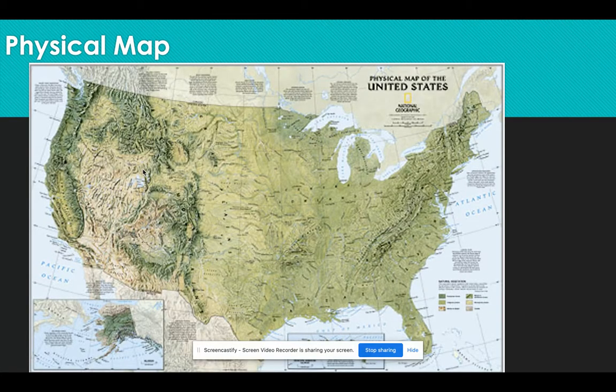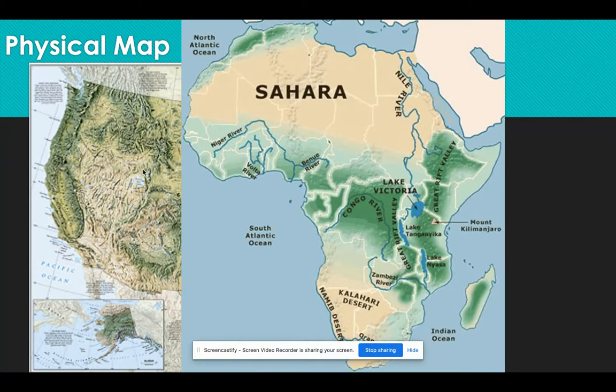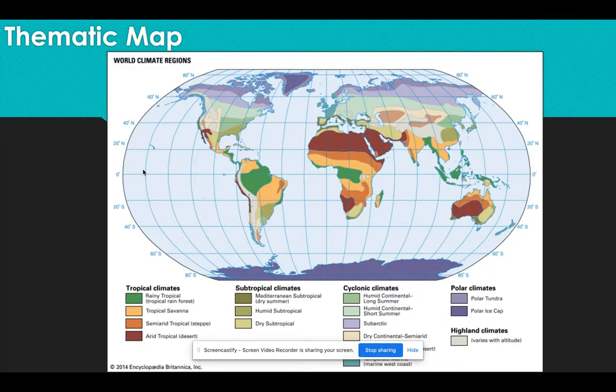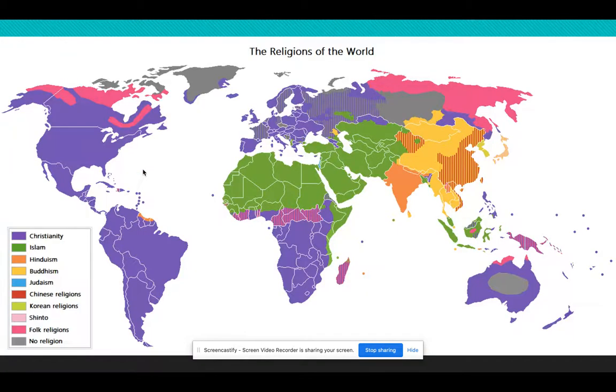A physical map shows us what kind of physical features we could find in a place. So we might see mountains, rivers, rainforest, deserts, things like that. A thematic map has a theme. So this map shows us the different climates of the world. This one shows us the different religions of the world and where they're practiced.